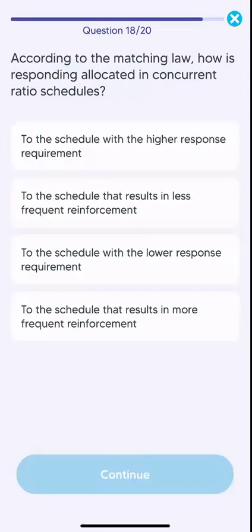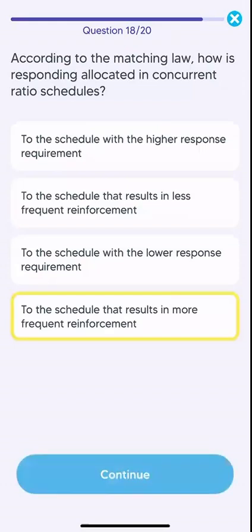According to the matching law, how is responding allocated in a concurrent ratio schedule? To the schedule with a higher response requirement, to the schedule that results in less frequent reinforcement, to the schedule with a low response requirement, to the schedule that results in more frequent reinforcement. First one or fourth one, but matching law with higher response or with more frequent reinforcement. I think the last one, because you go to the response which is more reinforced.